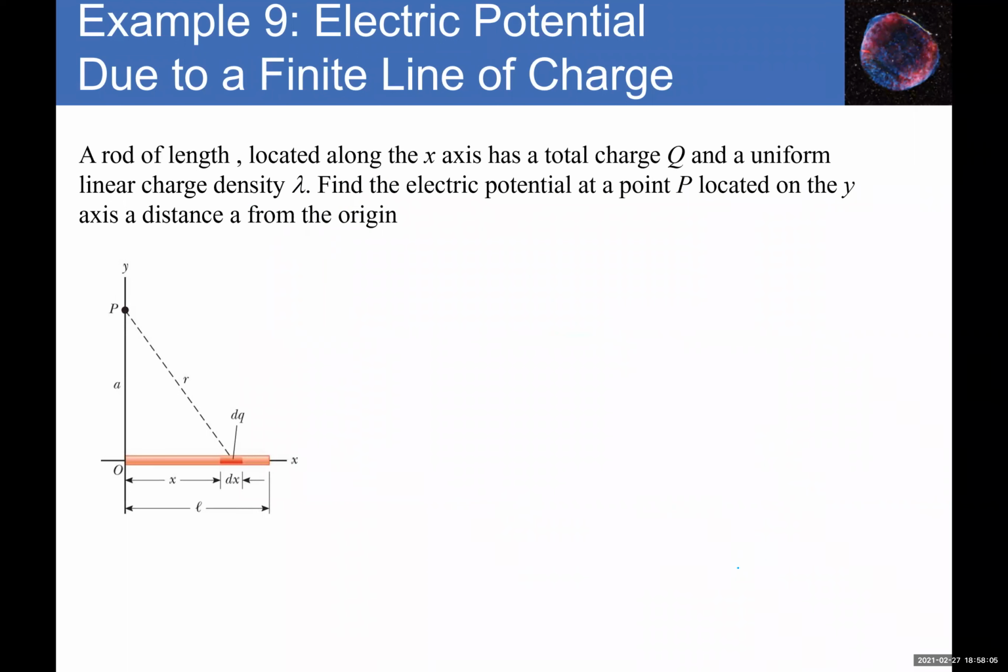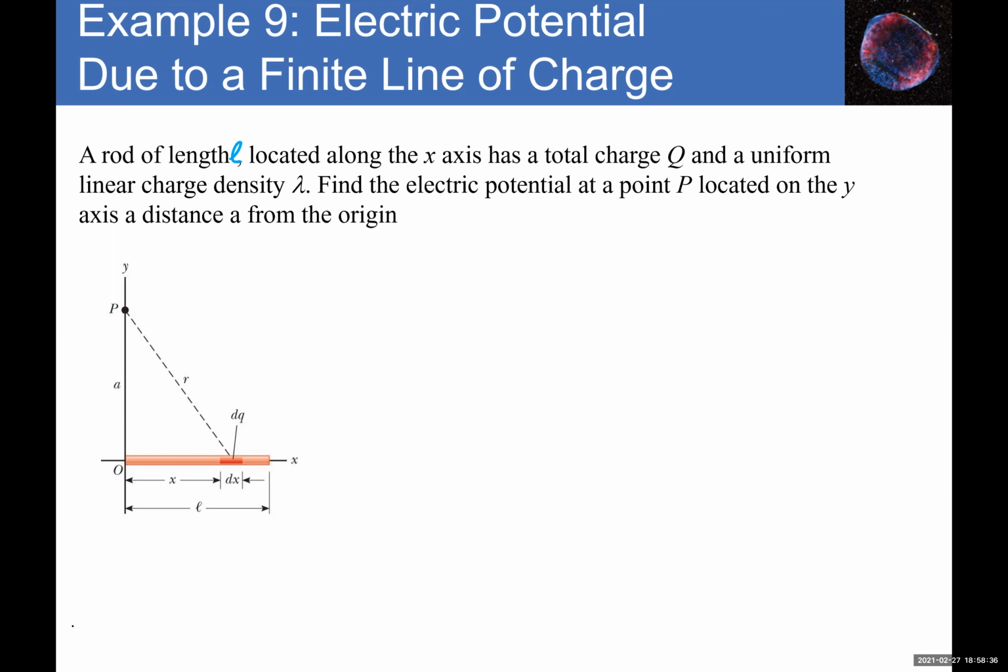Let's look at another example. A rod of length L, sorry, located along the x-axis, has a total charge Q and a uniform linear charge density lambda. We want to find the electric potential at the point P located on the y-axis at distance a from the origin. All right.